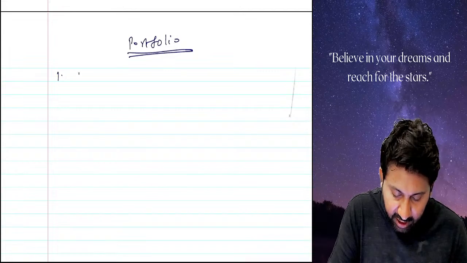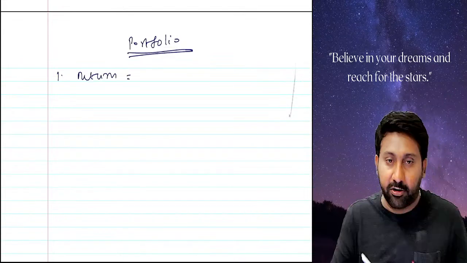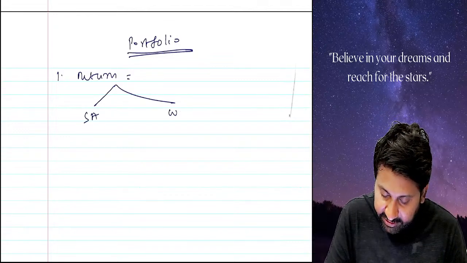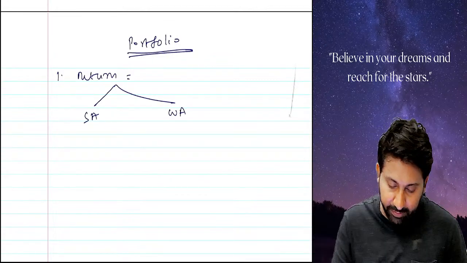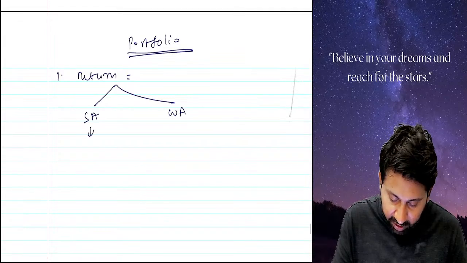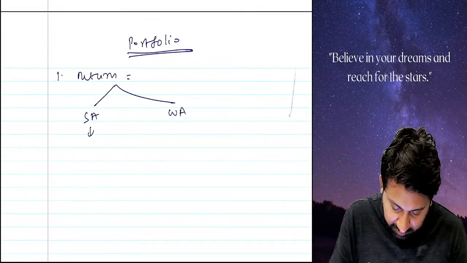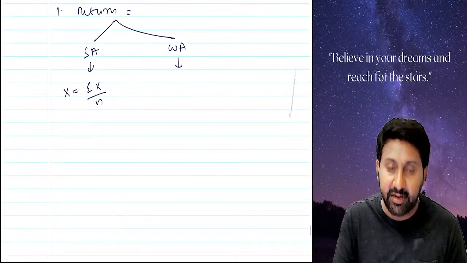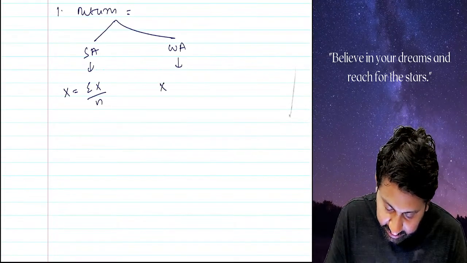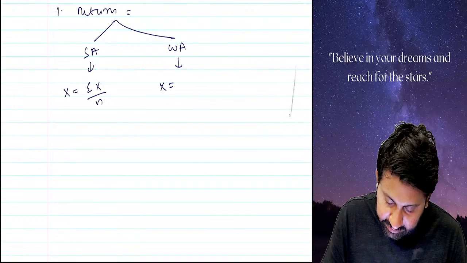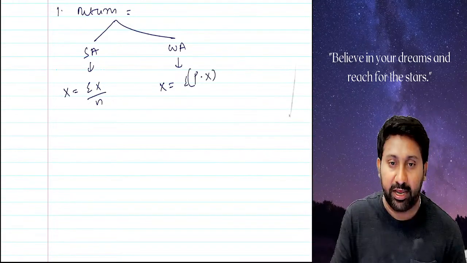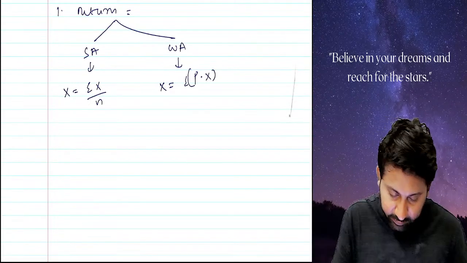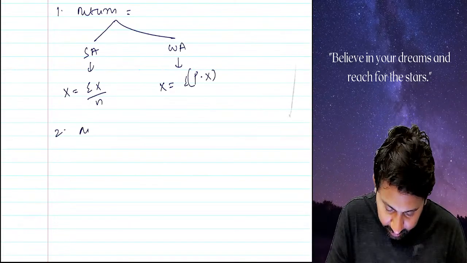Whenever a question is asked on return calculation, return can be of two types: simple average return and weighted average return. The simple average return formula will be return of security X equals sigma X by N. Weighted average will be X equal to sigma P into X, probability or proportion, probability into X. Number 2, risk.